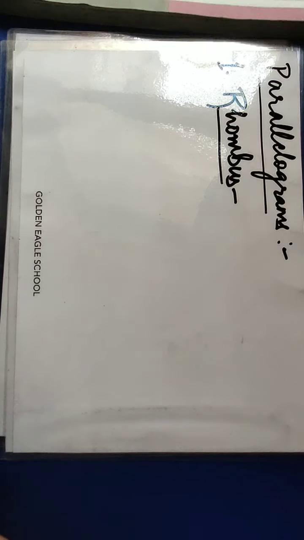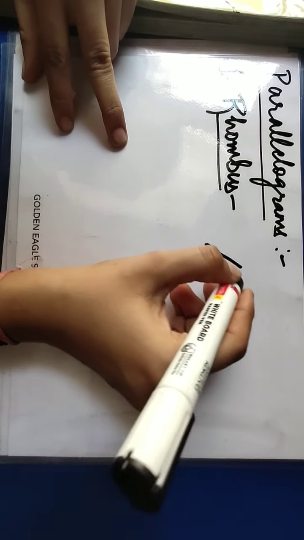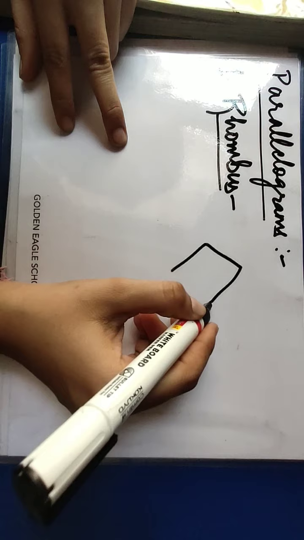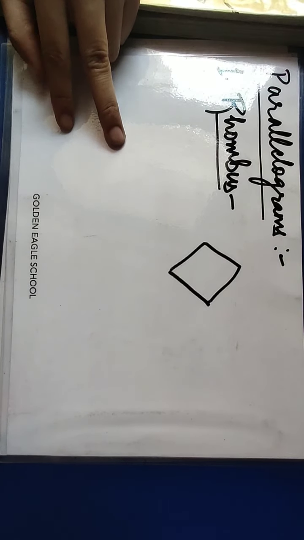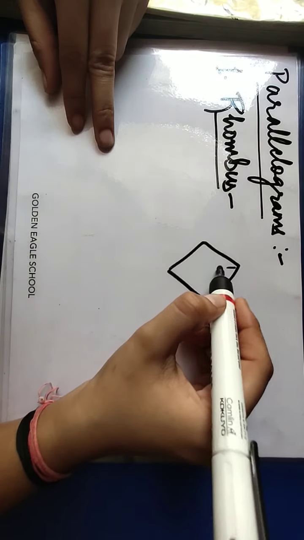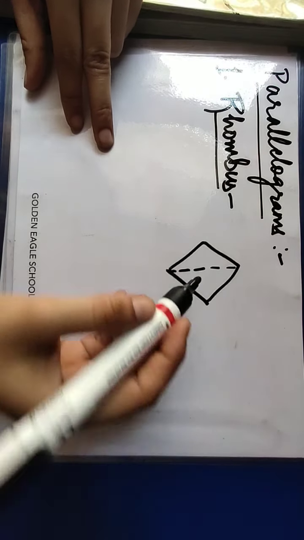All the properties of a rhombus are similar to a parallelogram, and also just like a kite, which I have already told you in the previous video. The property of a rhombus is that the diagonals of a rhombus are perpendicular bisectors of one another. So you must remember there was a rhombus which we draw like this.